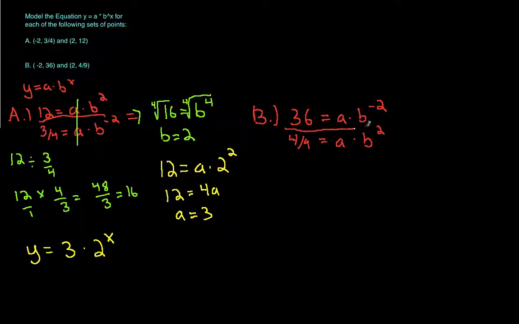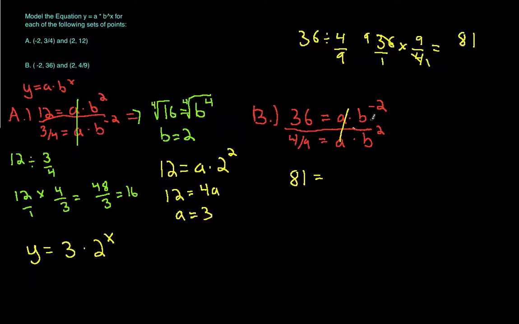As we did before, we're going to divide these two equations. When we divide, we get 36 divided by 4/9. You keep, change, and then flip. So this is the same as 36 times 9/4. We can cross simplify, so that becomes 9/1, which is just going to equal 81. The a's cross off, and we subtract the exponents. So b to the -2 minus b to the second would be b to the -4th.